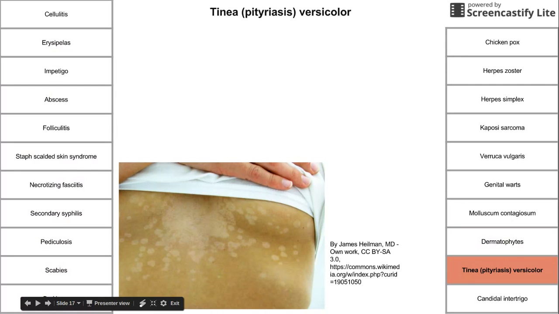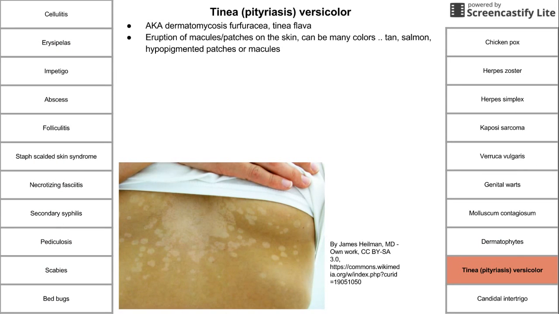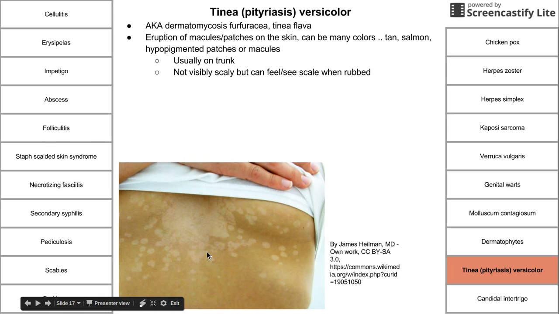Another disease is tinea versicolor, also known as pityriasis versicolor. This is an eruption of macules and patches on the skin, and as the name implies, versicolor, they can be many colors. They can be tan, salmon, hypopigmented patches, or macules. They're usually appearing on the trunk, as you see in this image at the bottom. They're not visibly scaly, but if you can feel them, you would feel that they are a little rough, and you might be able to see some scale if you rub it.